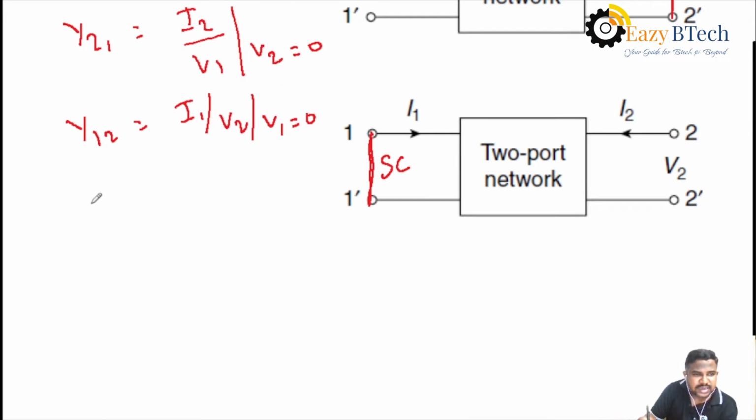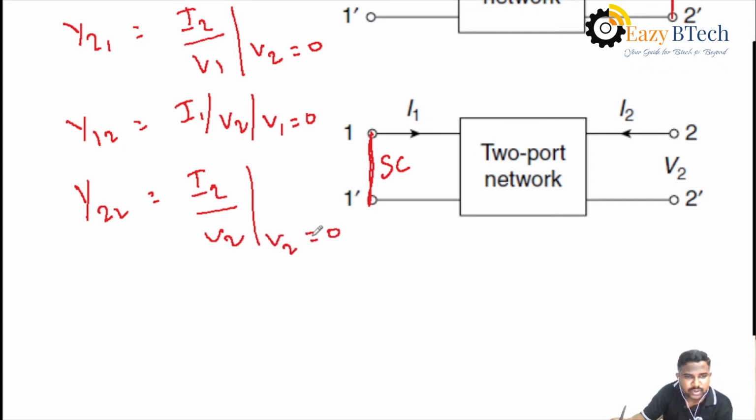Similarly, the second parameter, that is Y22, is I2 by V2 at V1 equal to 0. That is, the first port voltage V1 equal to 0. Like that, you can find out the Y parameters. That means when both ports, the second port as well as the first port, are short circuited in turn, you can find out the first port current and second port current. Then you can find out the Y parameters by using the standard formulas.